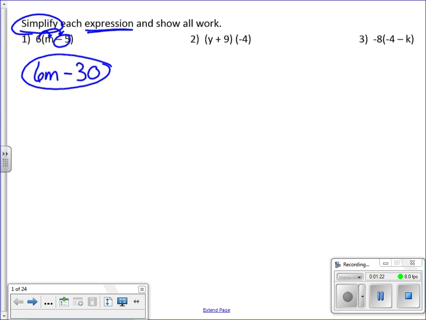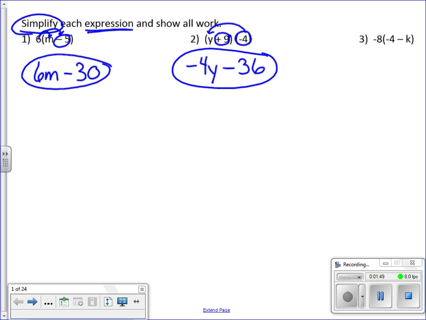This one here, number 2, looks the same, except the only difference is they have the 4 after the y plus 9. So I can do it this way. It's going to be negative 4 times a positive y gives me a negative 4y. And then again, negative 4 times a positive 9, which gives me a negative 36. And then this is my answer here. That's as low as it goes, or excuse me, as simple as it gets. So there's my answer there.